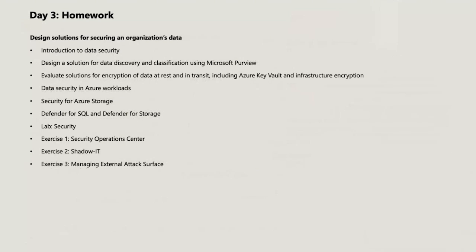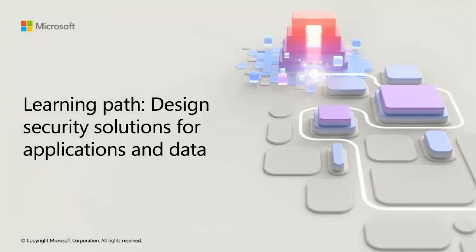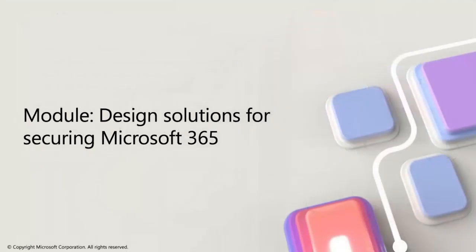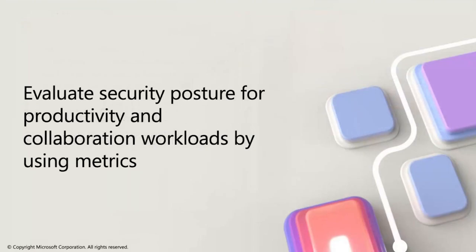Now let's start with what we have in today's session in day 3. The learning path is design security solutions for applications and data. And this is the main topic, design solutions for securing Microsoft 365. In this, we'll go for this topic first: evaluate security posture for productivity and collaboration workloads by using methods.